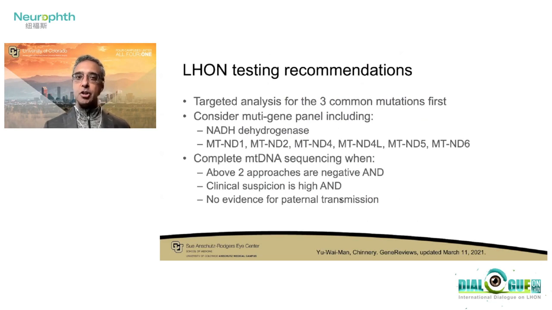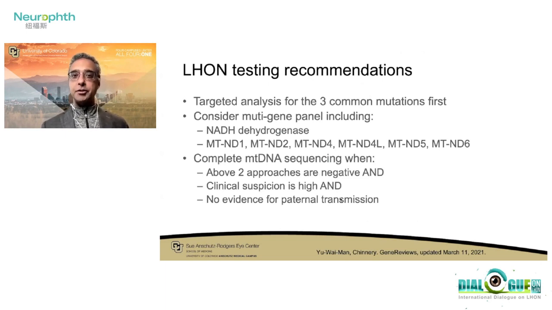But getting back to LHON diagnosis and testing recommendations, I think most centers in the US would follow the recommendations that have been updated continuously since they were first published in 2016, and updated most recently about 2 years ago, in which targeted mutational analysis for those 3 common mutations is done first. This needs to be done at a reliable lab.